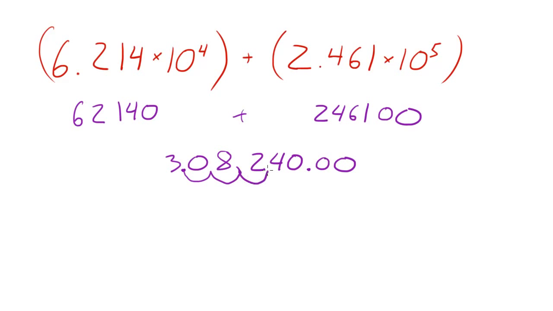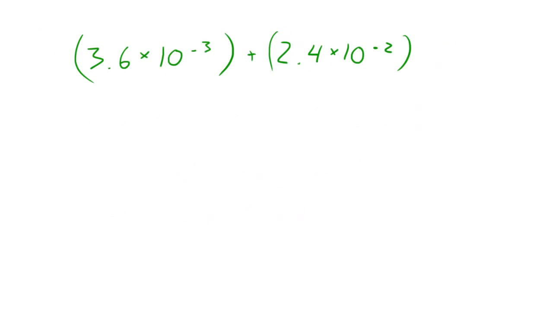1, 2, 3, 4, 5. So basically, your final answer is this: 3.0824, you can forget about all these extra zeros, times 10 to the fifth. So that's your final answer: 6.214 times 10 to the fourth plus 2.461 times 10 to the fifth equals 3.0824 times 10 to the fifth. There you go. So aside from that, we also need to learn how to add two really small numbers together.